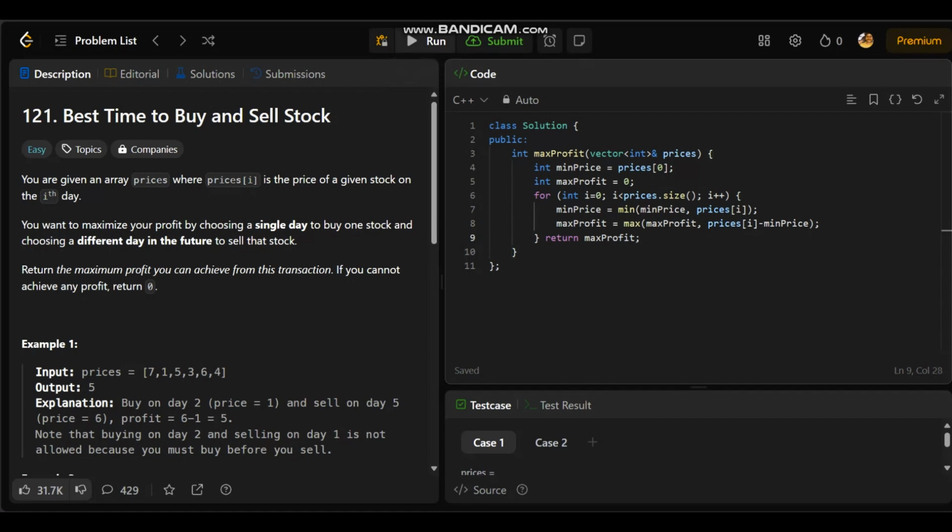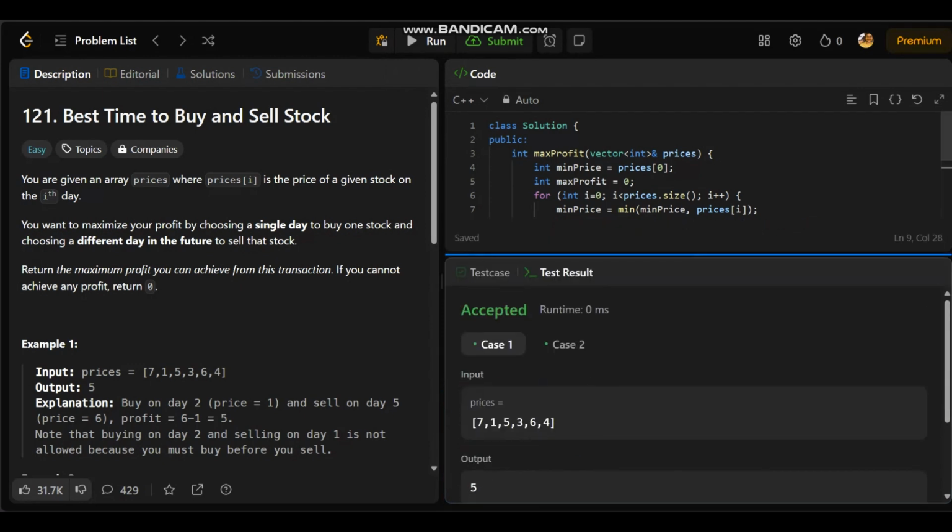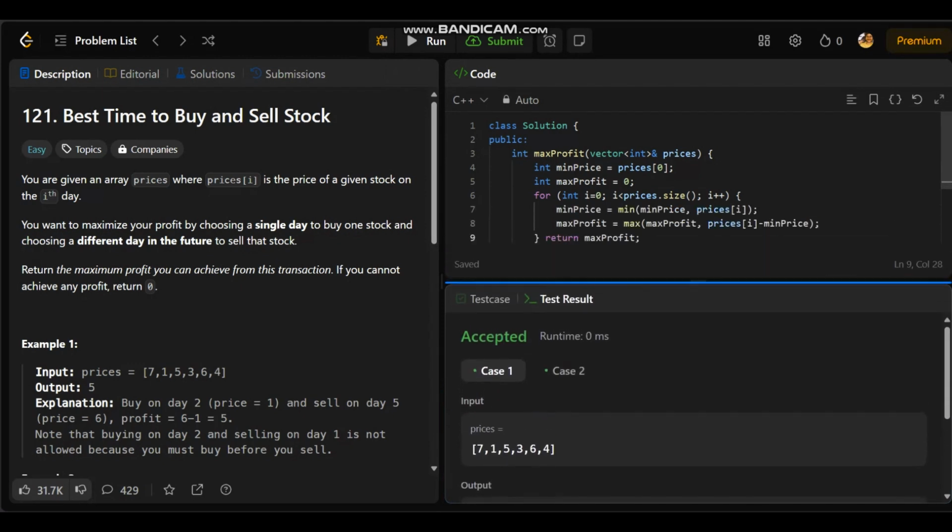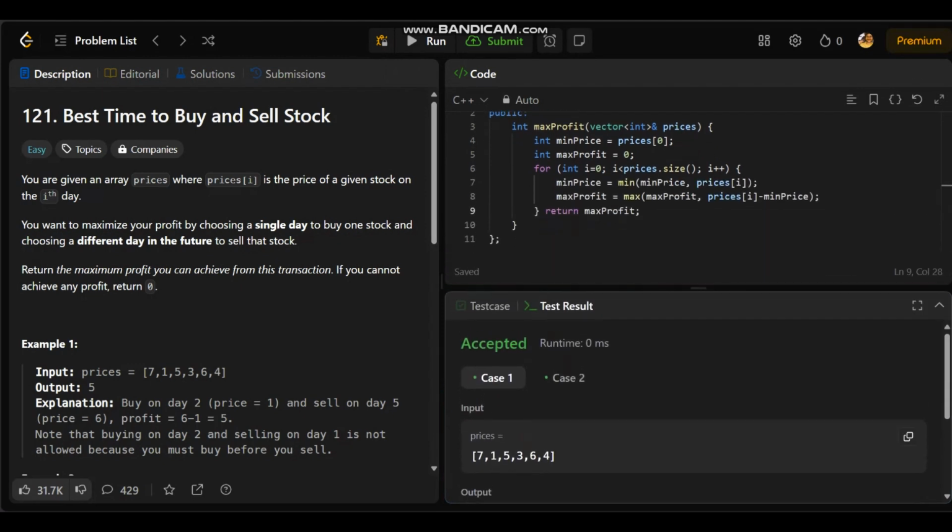Let's try this. As you can see, it is passing all the test cases. If you want to do a dry run, let's say first the minimum price would be 7 and the maximum profit is 0, and then we are going to update the minimum price. Actually we can run this from 1 also, right, because we have already stored the price of 0 in the minimum price. So let's run it from 1.